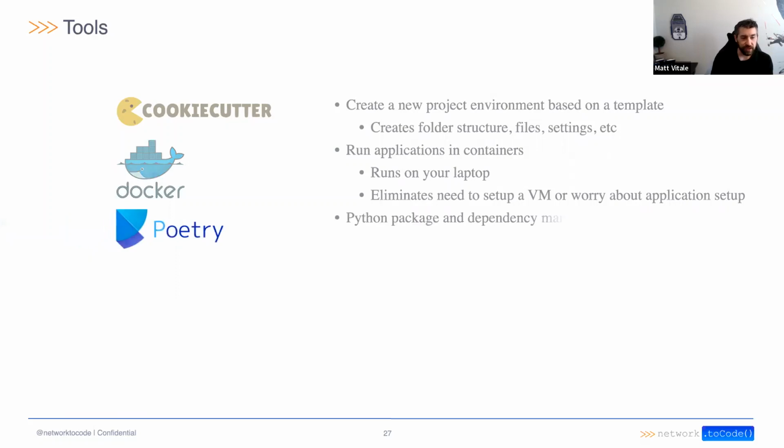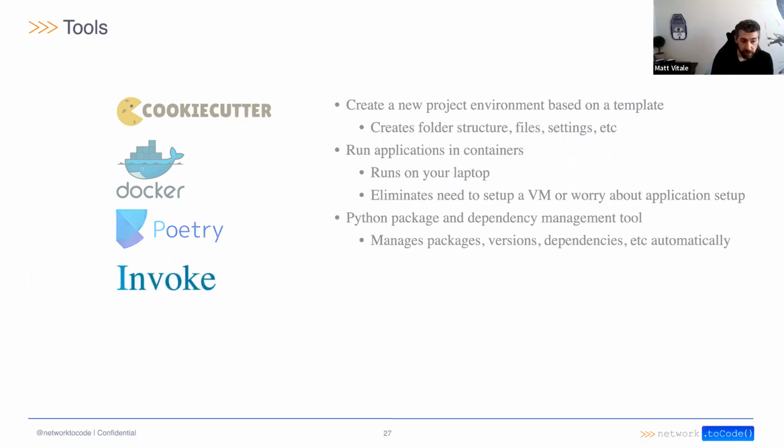Poetry is an easy-to-use Python package and dependency management tool, which handles all of the backend logic of figuring out which versions of different packages to install based on dependencies and all that downstream, basically looking it all up downstream. Invoke is a Python package that lets you run Python functions directly from the CLI.